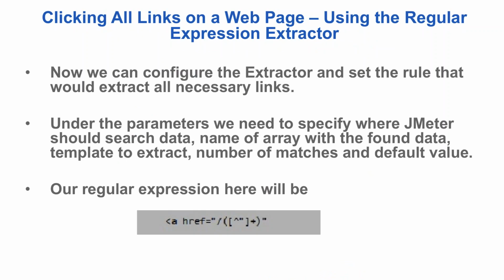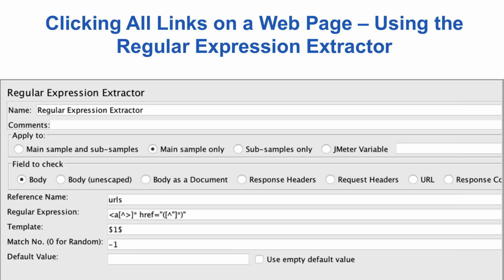Now we can configure the extractor and set the rule that would extract all the necessary links. Under the parameters, we need to specify where JMeter should search the data, the name of the array with the found data, the template to extract, the number of matches, and the default value. I'm going to show you this on the screen in a second, but our regular expression here will be what you can see on the bottom of the screen right there. And here is how this looks in the regular expression extractor in JMeter.